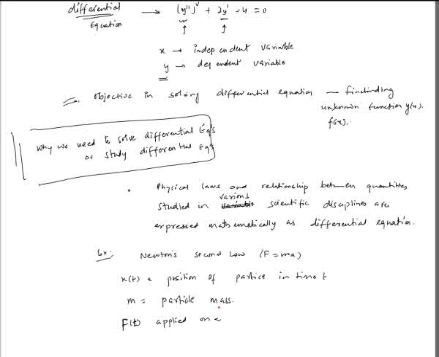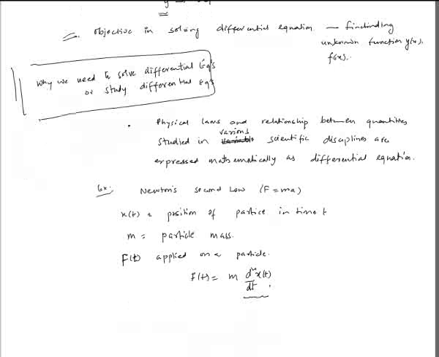So what does Newton's law say? If a force f of t is applied on a particle of mass m, then its position at time t is related to f of t by the equation f of t is equal to m d square x by dt square, where x is a function of time. This is nothing but your acceleration term; the second order derivative of the position is the acceleration.